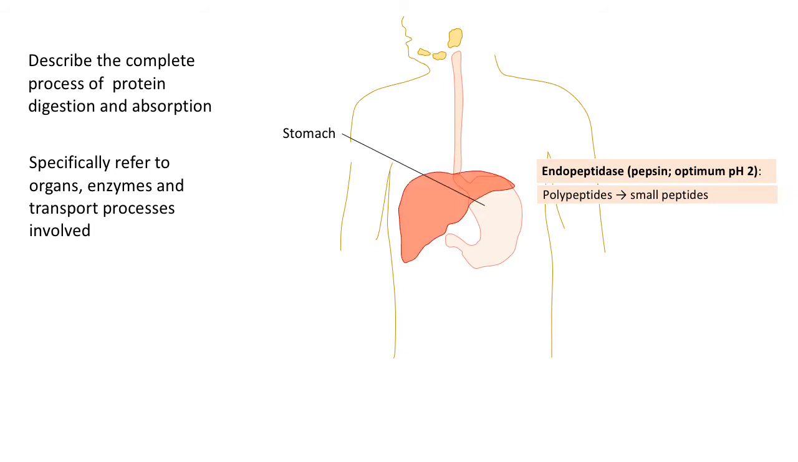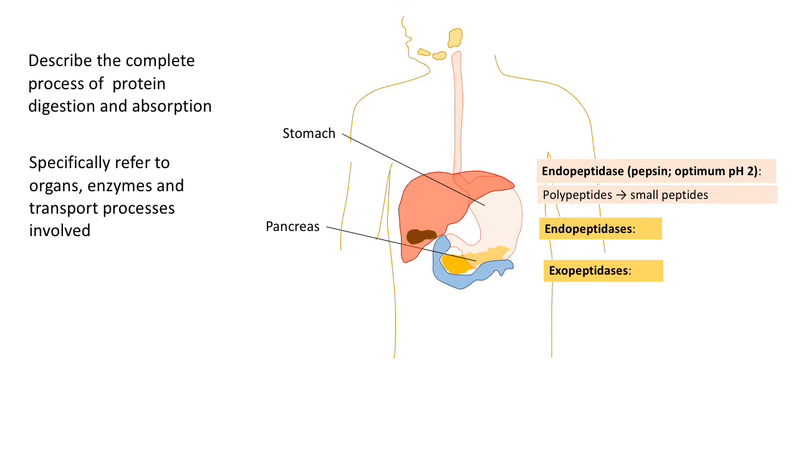So the next organ you should mention is the pancreas. So the pancreas makes endopeptidases and exopeptidases. They're secreted in pancreatic juice, and the pancreatic juice makes its way into the duodenum. That's the next organ you should have mentioned, or part of the small intestine. And that's where the endopeptidases and exopeptidases hydrolyze polypeptides into smaller peptides.